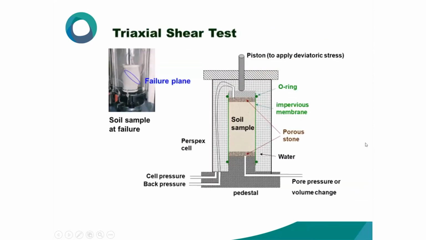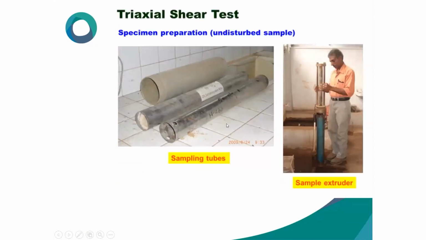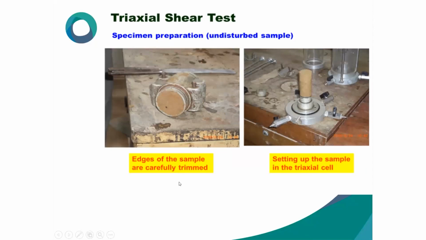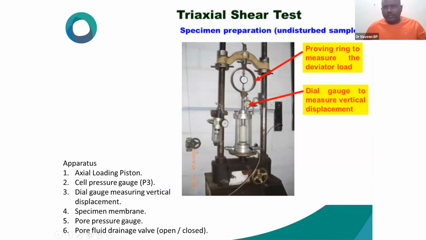And similarly, for the triaxial test, this is the soil sample, this is the water, this is the cell pressure, back pressure, pore water pressure, this is the O-ring, this is the piston. See, this is the sampling tube, the undisturbed sample you have collected. And you are cutting the sample carefully, trimming, and preparing the sample 38 by 76. Then your sample is covered by this rubber membrane.